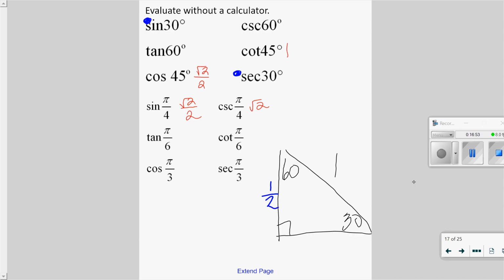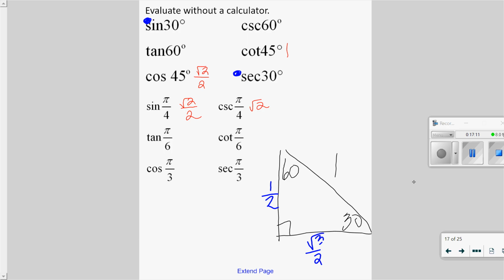Short times what is the long? Times rad 3. So then the long is rad 3 over 2. Okay, are we okay with those side lengths? All right, so we're going to do the 30 ones now.